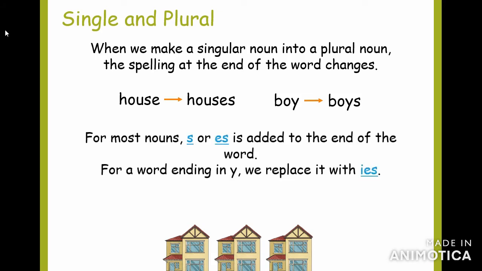For most nouns, s or es is added to the end of the word. But for a word ending in y, we replace it with ies. Deciding which plural spelling to use is the tricky part, and that's what we're going to learn about today.